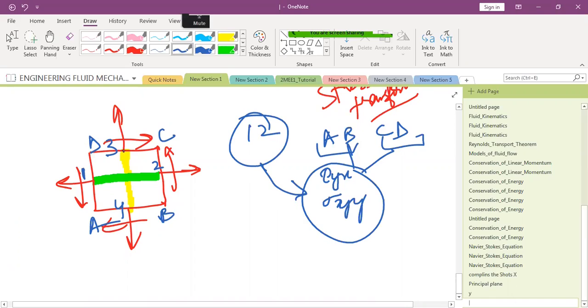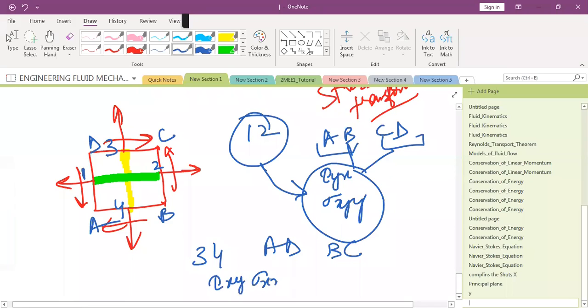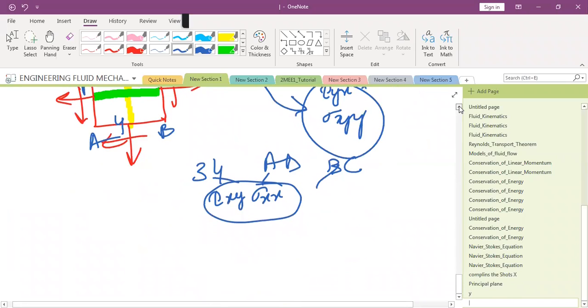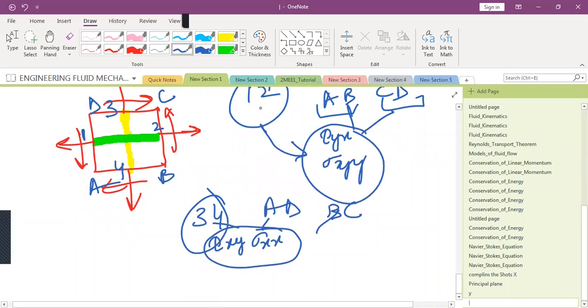ठीक है, और 3 4 किसके पैरेलल है? एडी और बीसी के पैरेलल. ठीक है, तो इसमें होंगे सिग्मा एक्स एक्स और टाउ एक्स वाई. ये क्लियर हो गया? यस सर. तो अब इनमें से कोई प्रिंसिपल प्लेन है? 1 2 या 3 4 प्रिंसिपल प्लेन है? नहीं, क्योंकि सर, इन पे नॉन जीरो शेयर स्ट्रेस है इनमें.